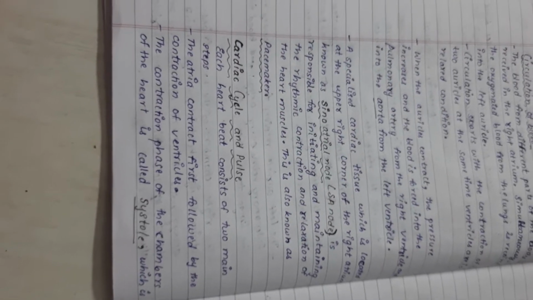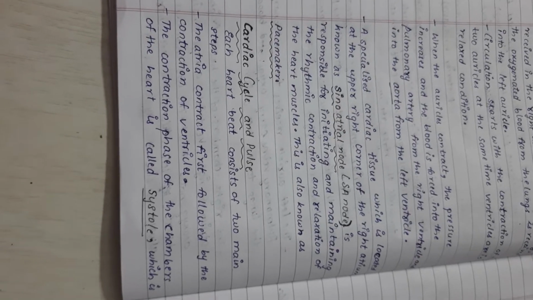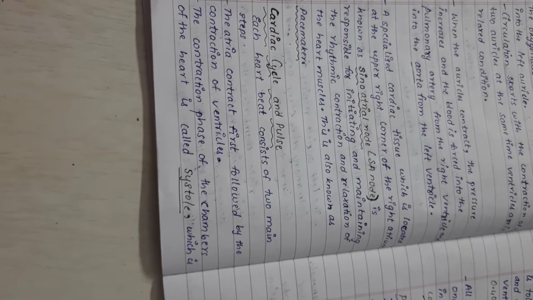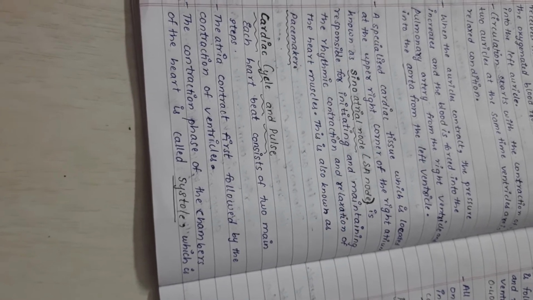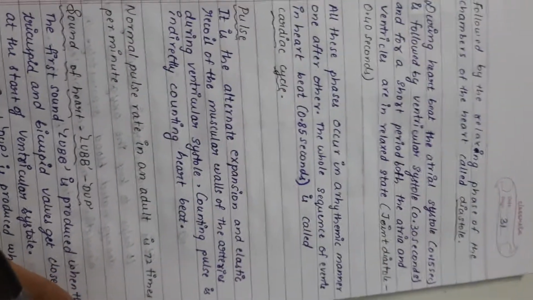Now let me tell you what the cardiac cycle is. Each heartbeat consists of two main steps. The atria contract first, followed by the contraction of the ventricles. The contraction phase of the chambers of the heart is called systole, which is followed by the relaxing phase of the chambers of the heart called diastole.